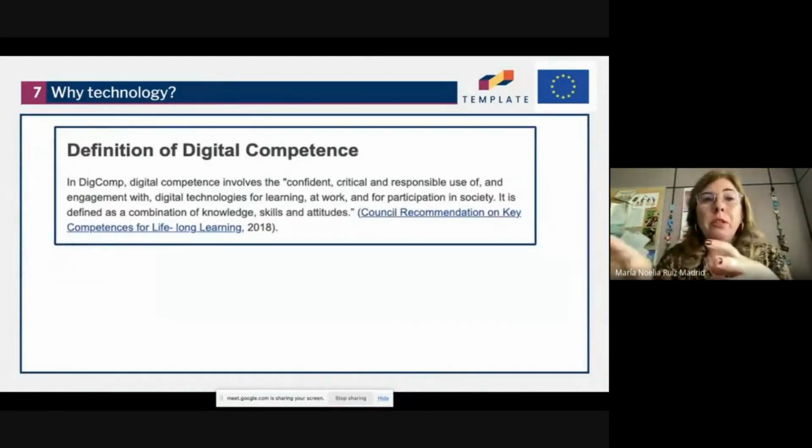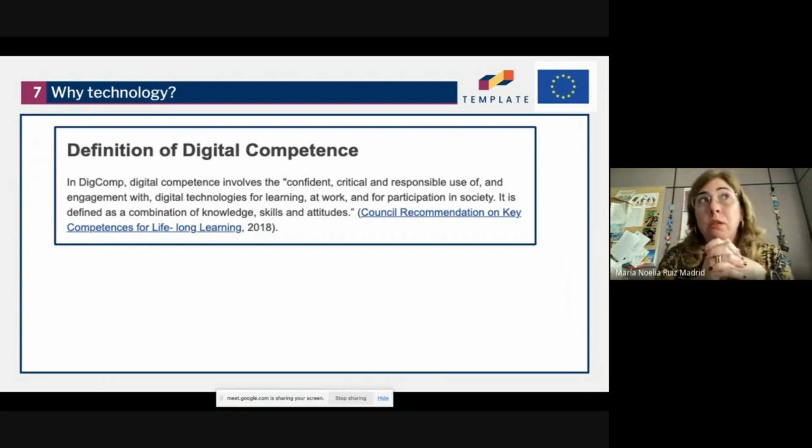So now we're moving on to technology, the second aspect of this presentation today. So first of all, the definition of digital competence by the Council of Europe. Being digitally competent involves the confident, critical, and responsible use of and engagement with digital technologies for learning, at work, and for participation in society.